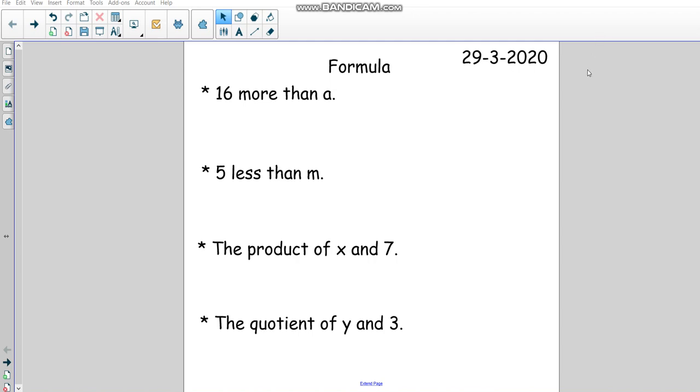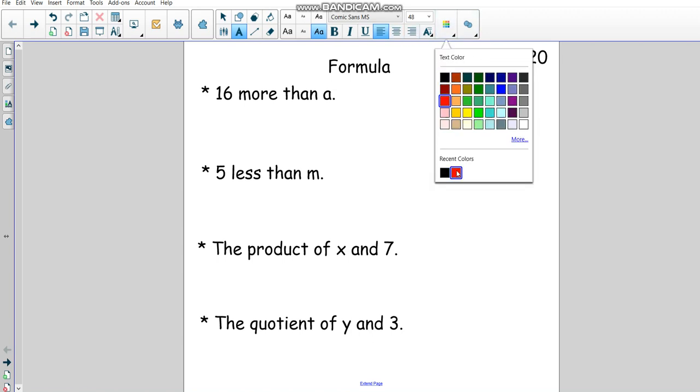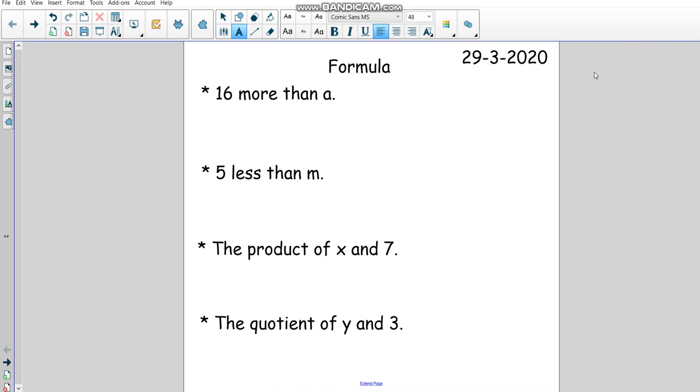Okay, here are some more examples for how to express an expression. So, when I need to write an algebraic expression for my sentences, I have to read carefully, search for the keyword, and I will start expressing what I read as an algebraic expression.